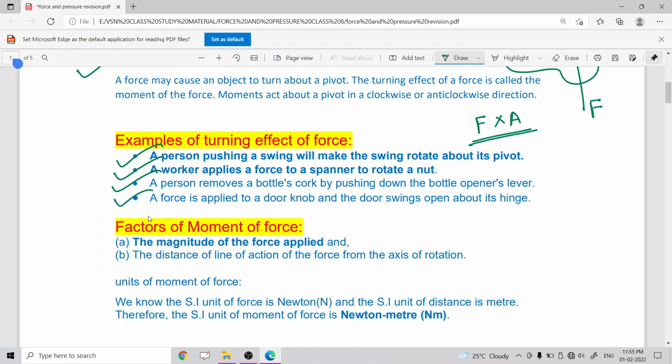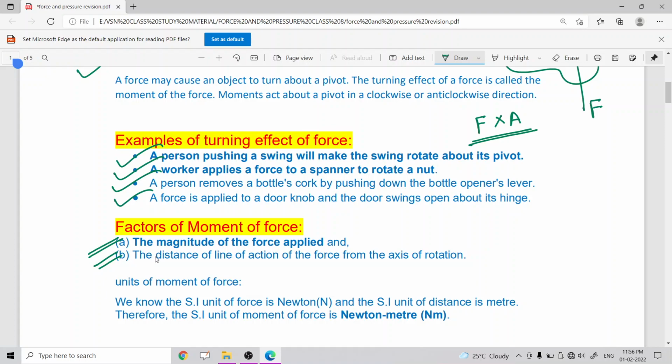Now, what are the factors on which moment of force depends? Basically, the first factor is the magnitude of the force applied to the body, and the second one is the distance between the line of force and the axis of rotation.